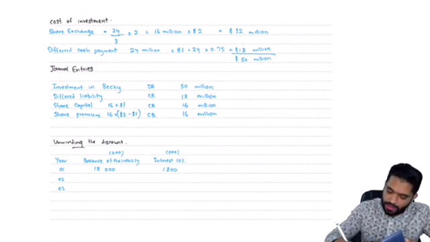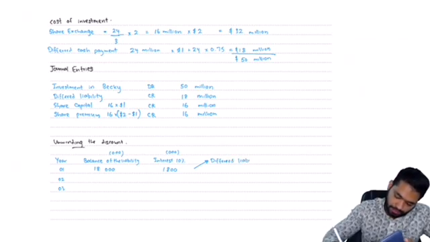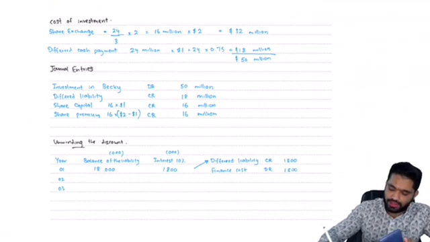Then your double entries to record this would be: your deferred liability would get credited by 1,800, and your finance cost in the statement of profit or loss would get debited by 1,800, which is 1.8 million.